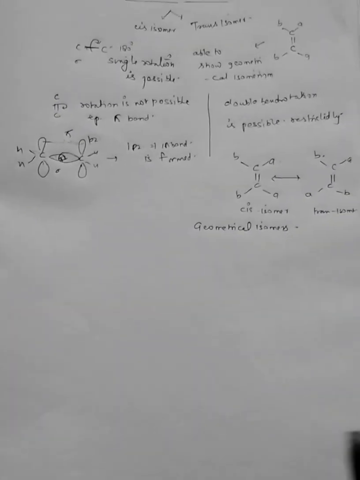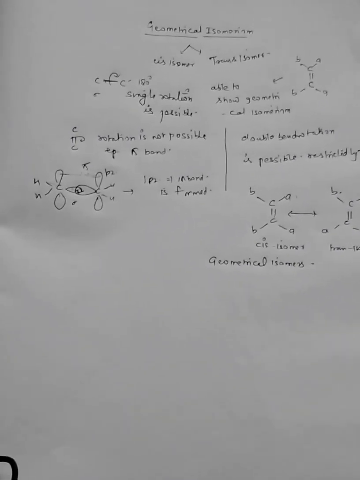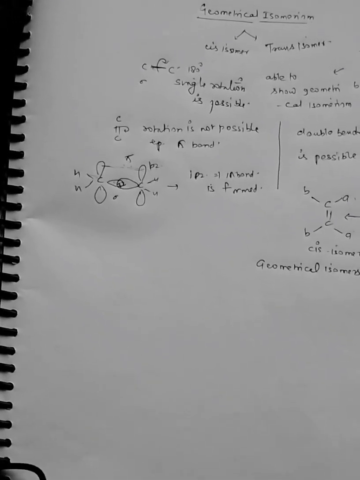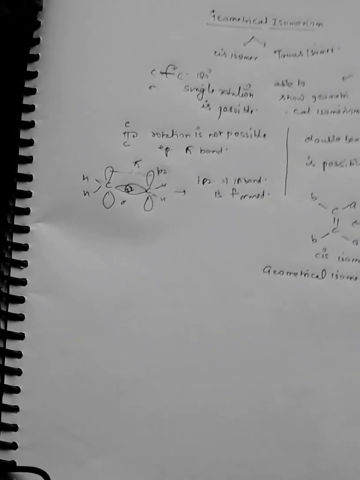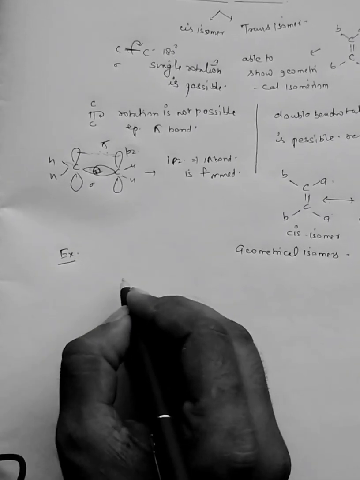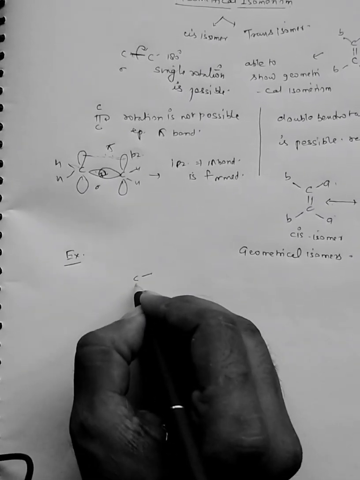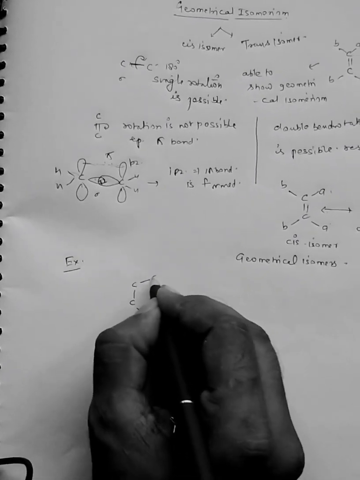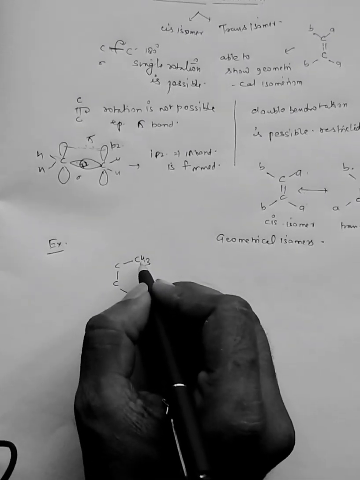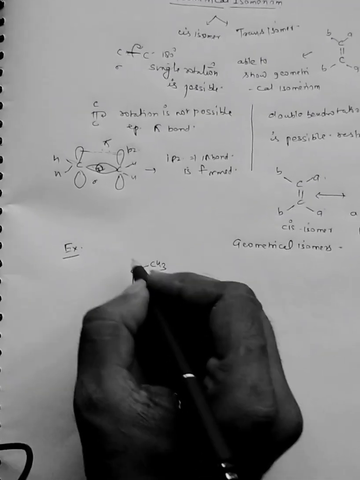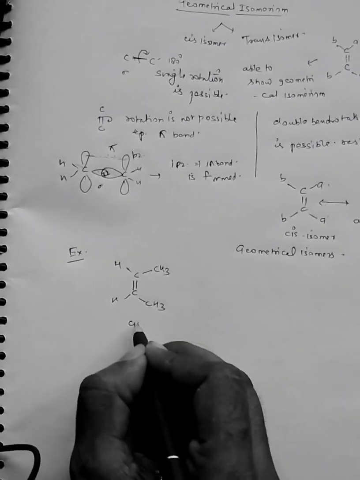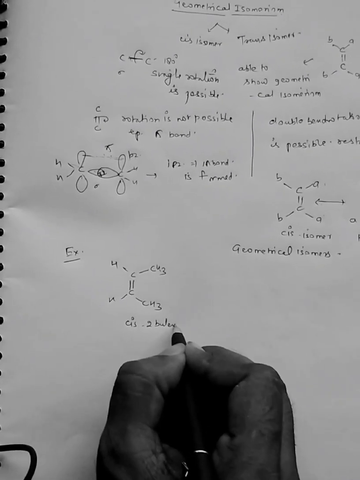Okay, so this is the basics of geometrical isomerism. If you take the cis-2-butene example, in cis-2-butene four carbons will be present. Carbon valency is 4, so that's why this is CH3, this is CH3, and this is another hydrogen. This is 2-butene, this is cis-2-butene.